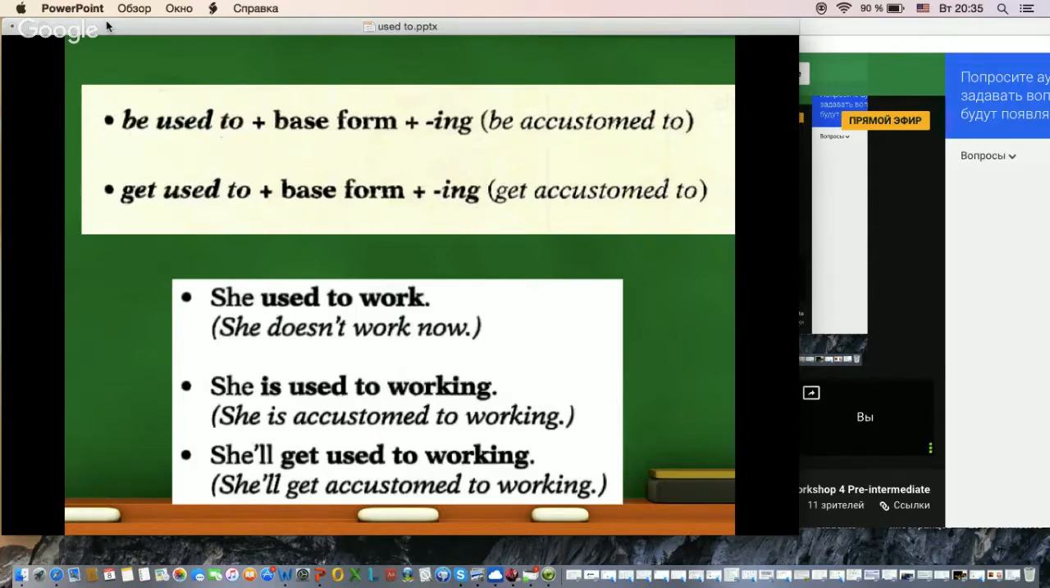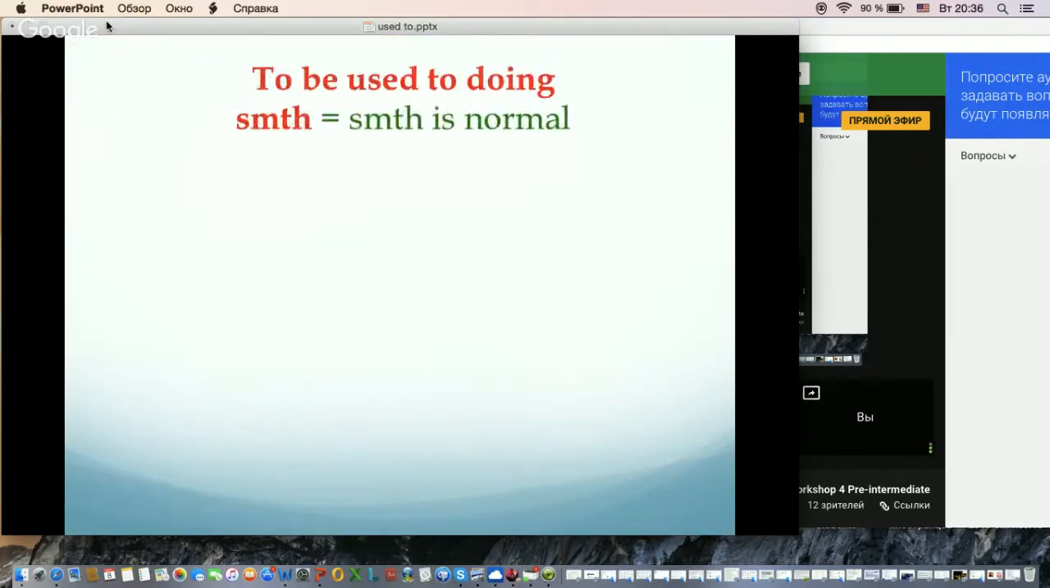То есть мы привыкаем к чему-то. Например, как в этом предложении she'll get used to working. То есть она привыкнет к работе. Давайте посмотрим еще на примеры с этими же конструкциями.